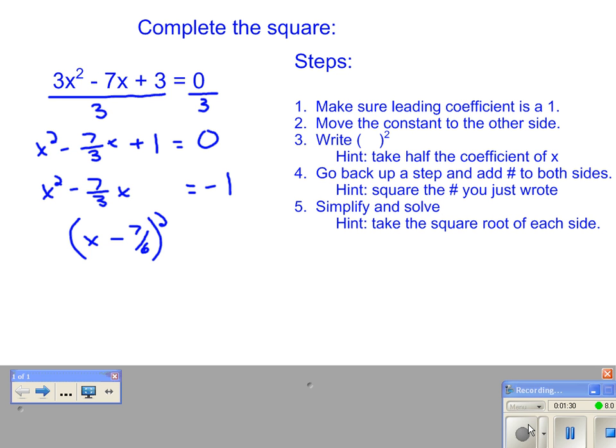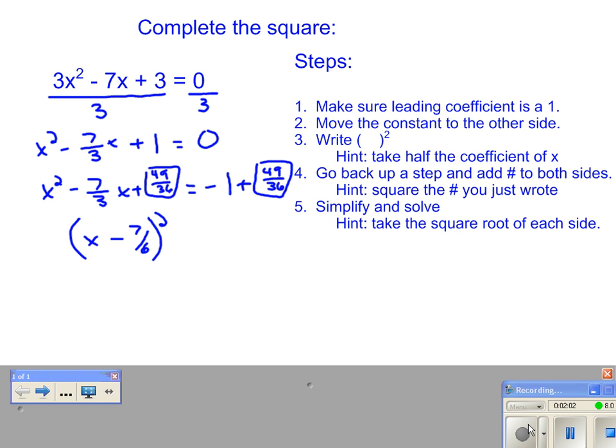And then step number 4 is go back up a step and add a number to both sides. Hint, square the number you just wrote. Well, we just wrote 7/6. So we are going to go back up and add a number to both sides, and this is called completing the square. So I put a little square there to emphasize that. You are squaring 7/6. Well, when you square 7/6, you get 49/36.